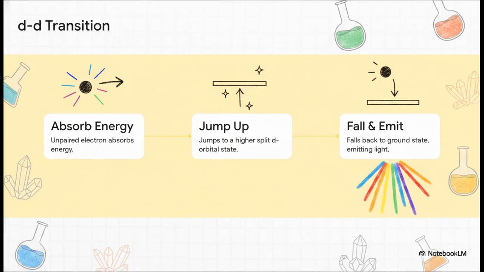So, the vibrant colors of transition metal ions actually come from something called a d-d transition. Inside the atom, the d orbital splits into two slightly different energy levels. Think of an unpaired electron like someone who just found a $100 bill. They absorb that energy, jump up with excitement to a higher state. But quickly, they realize it's highly unstable up there, so they fall right back down to their ground state. And as that electron drops, it releases that excess energy as beautiful, visible light.